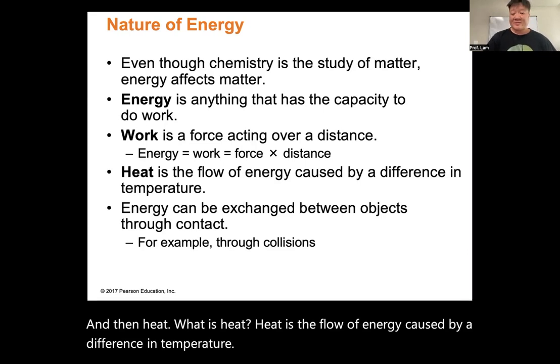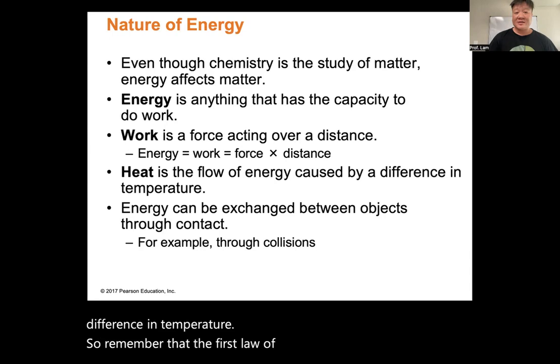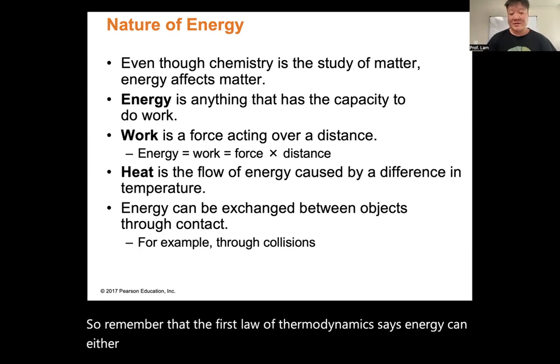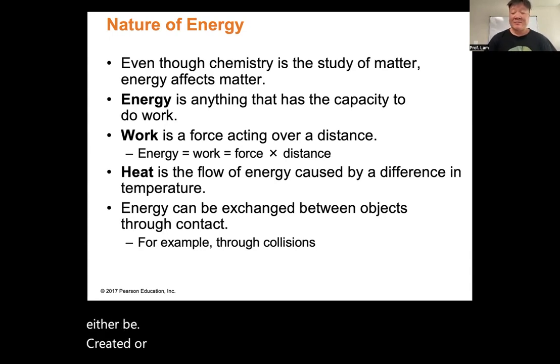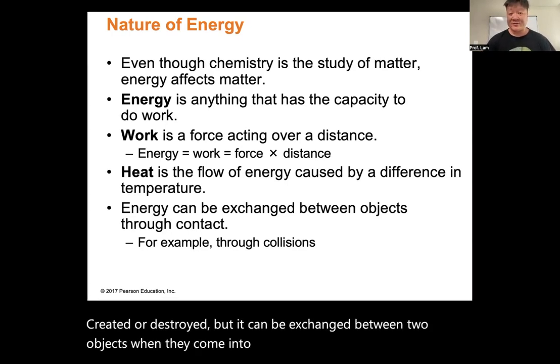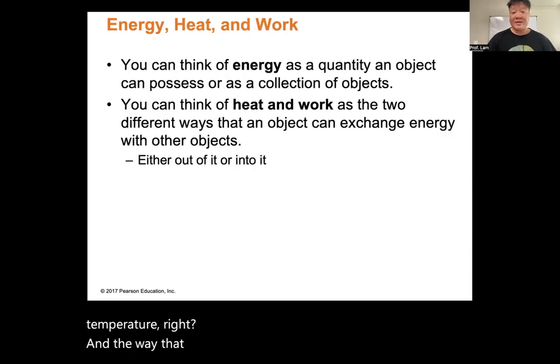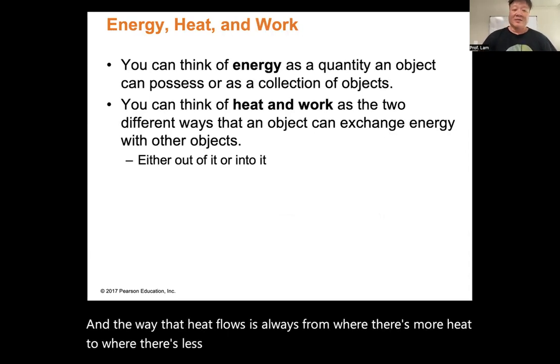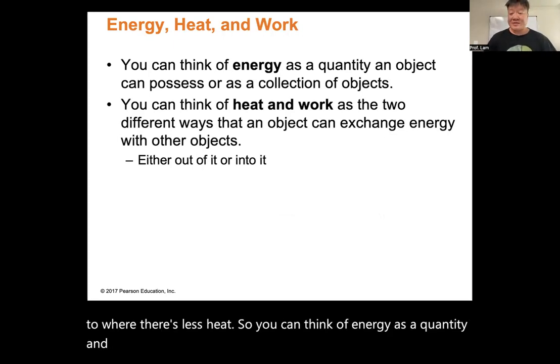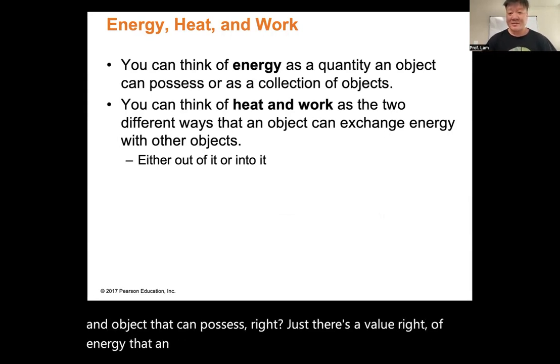So remember that the first law of thermodynamics says energy can neither be created or destroyed, but it can be exchanged between two objects when they come into contact and they have a difference in temperature. And the way that heat flows is always from where there's more heat to where there's less heat. So you can think of energy as a quantity an object can possess. There's a value of energy that an object will possess.